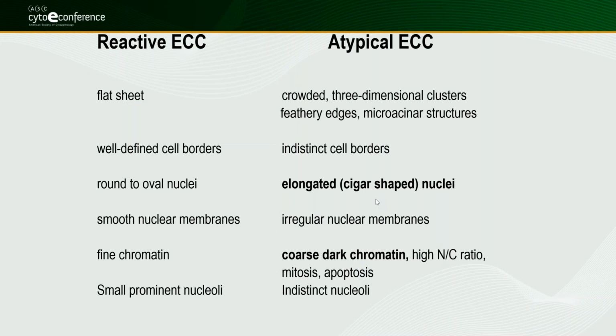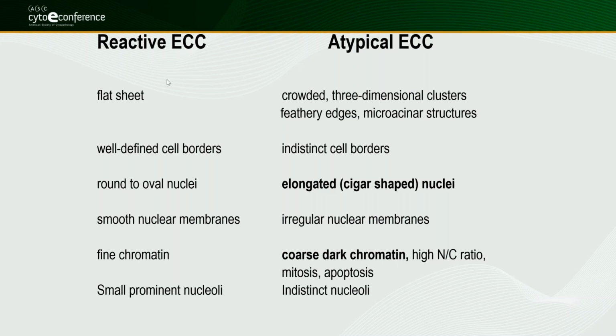And so this is an important table. When do we call reactive? When do we call atypical? It's architecture and nuclear features. Architecture: reactive is a flat sheet. When it's atypical, it's more crowded and three-dimensional. You may see microacinar structures, and on the edge you'll see feathery edges. Reactive ECC have well-defined cell borders, and in atypical the cell borders become indistinct. I bolded these two features because I feel those two are the most important.